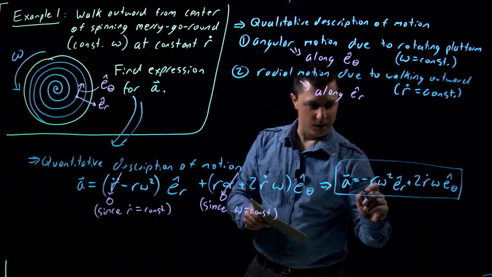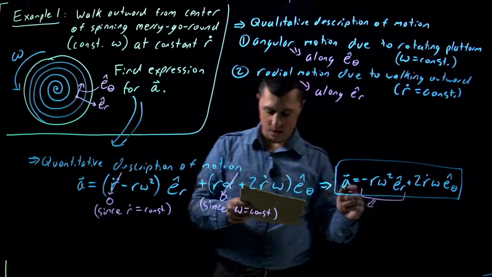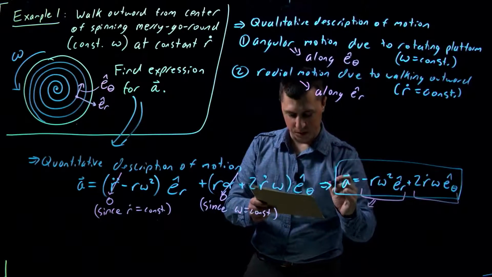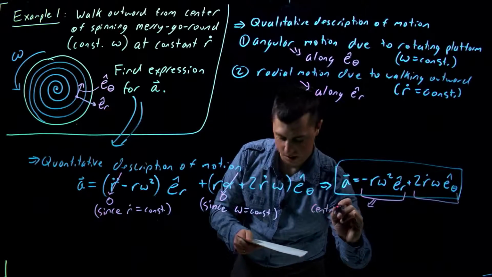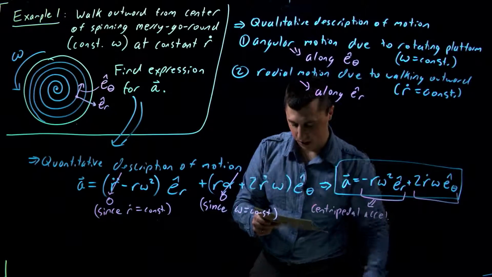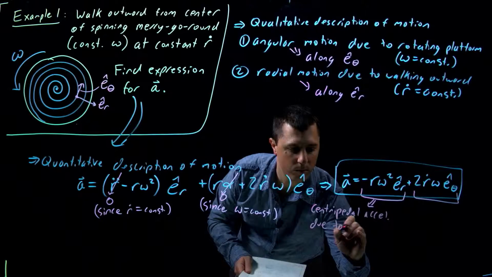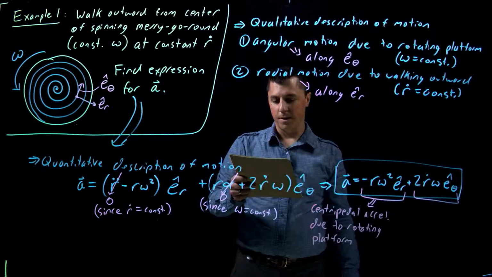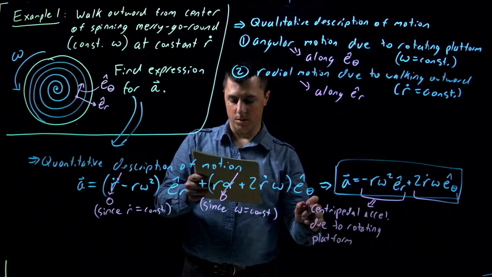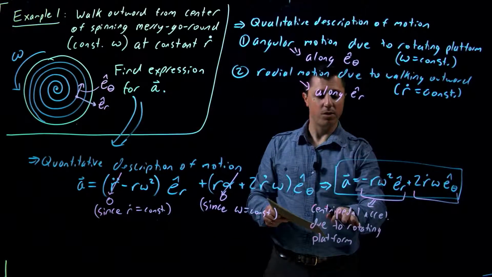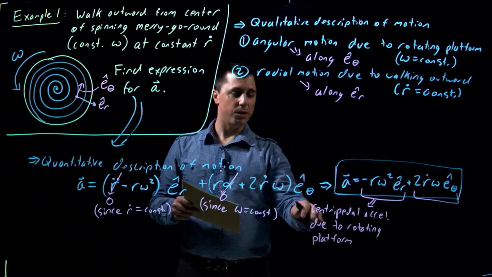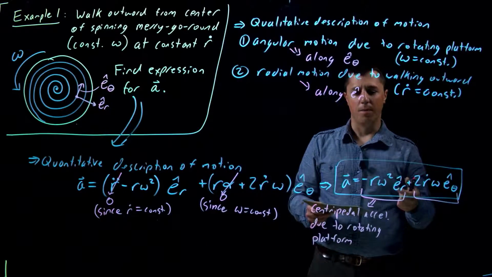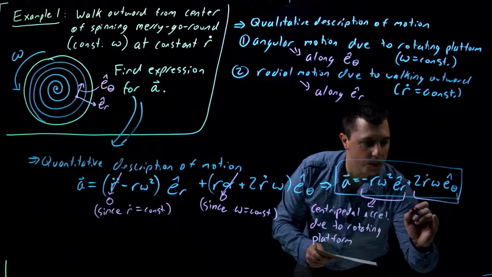Now, let's dig into this a little bit. What are these terms? Maybe we want to start with this one. This is our centripetal acceleration. Oh, I'm sorry, I shouldn't say it's due to the rotating platform. It is centripetal acceleration, really provided by the friction in the person's shoes as we have this rotating platform. And then this one over here is the Coriolis acceleration.